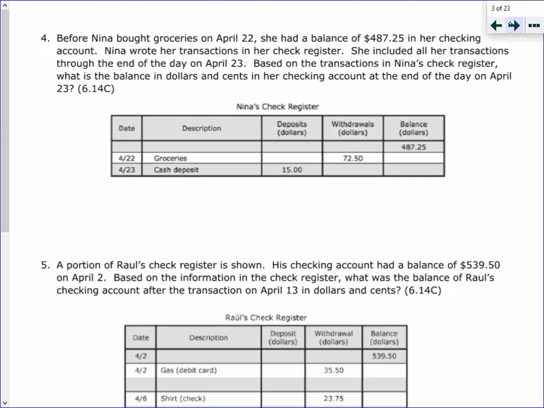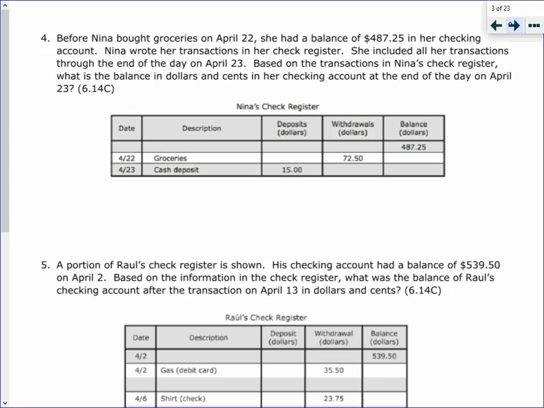Before Nina bought groceries on April 22nd, she had a balance of $487.25 in her checking account. Nina wrote her transactions in her check register. She included all of her transactions through the end of the day on April 23rd. Based on the transactions in Nina's check register, what is the balance in dollars and cents in her checking account at the end of the day on April 23rd?